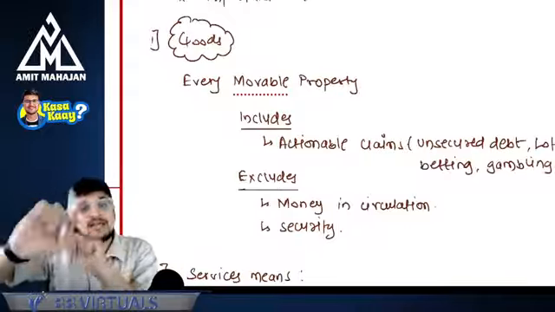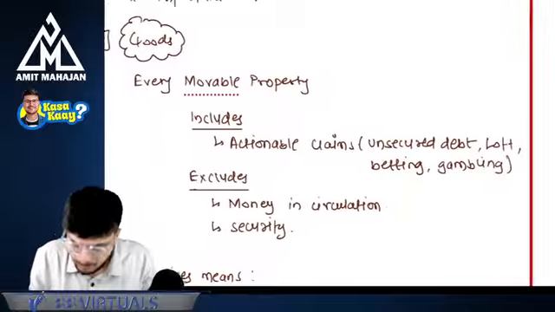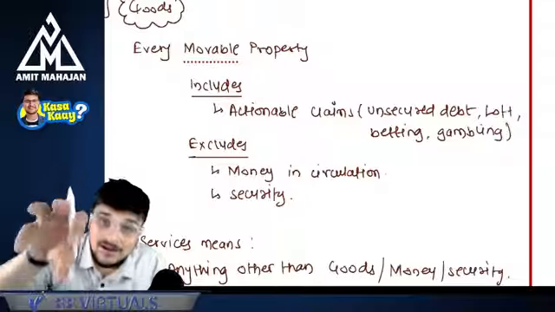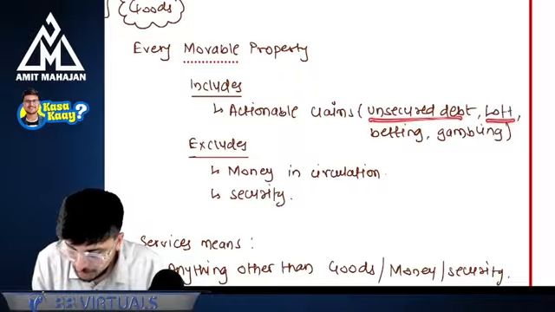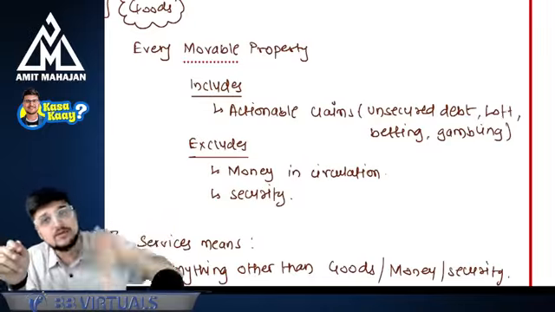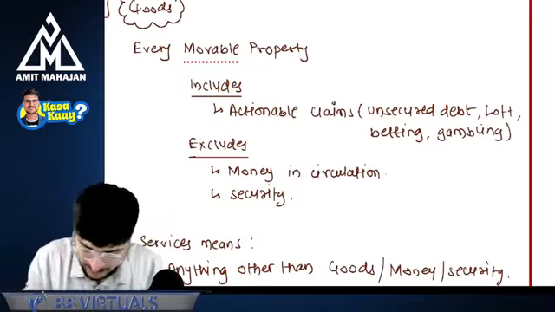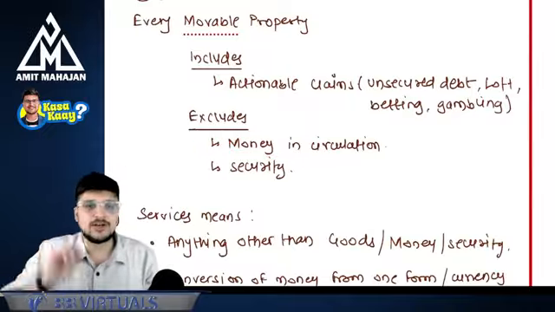Which specifically includes actionable claims. Now, what is the meaning of actionable claims? In simple words, unsecured debt is your actionable claims against which you can take an action. So unsecured debt, lottery, betting, gambling. So every movable property will include what? Actionable claims, but exclude something specific, which is money in circulation. Very important. Money in circulation.